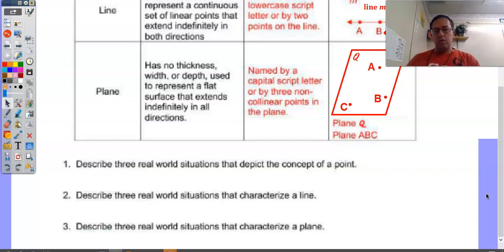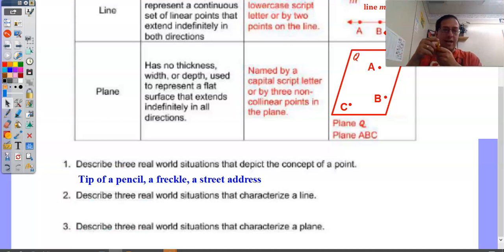So we need 3 real-world situations that depict the concept of a point. It could be lots of different things. I just picked 3. Could be the tip of my pencil. It's not actually a point, but it could represent a point. It shows the concept of a point, a specific place right there. Could be a freckle. Could be a street address. That could be a point. If you're looking on a map, right, it drops a little pin on the map. That little point right there is the street address.